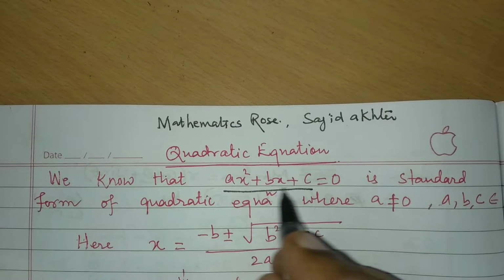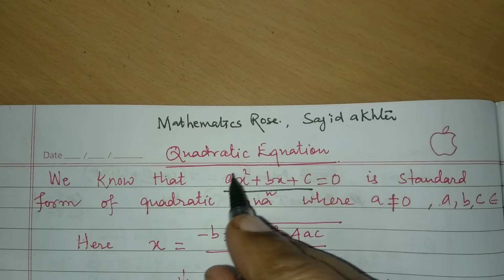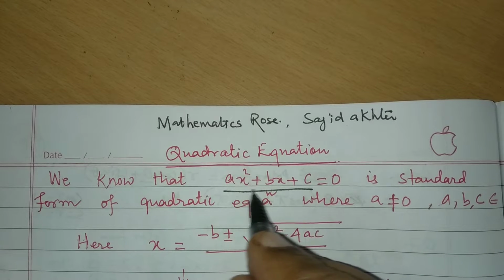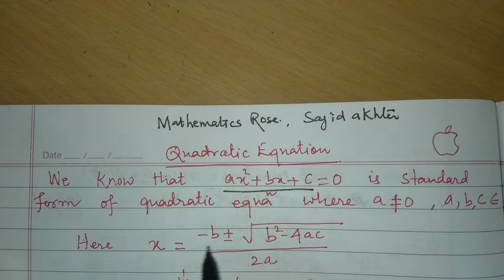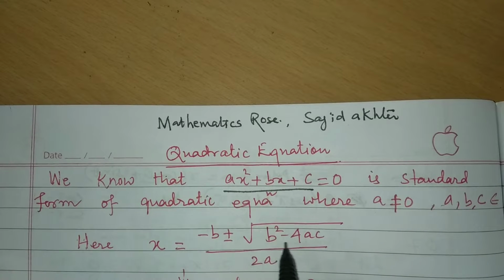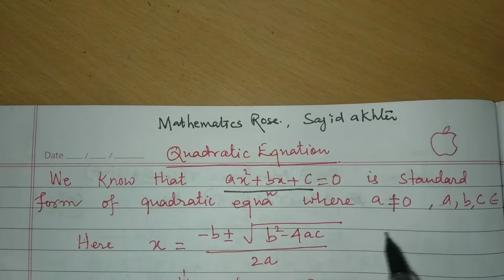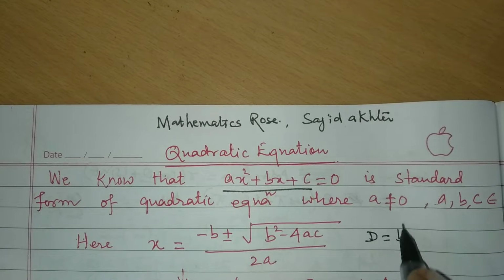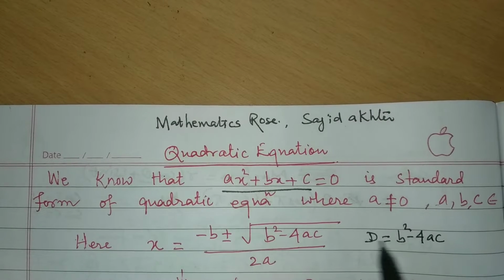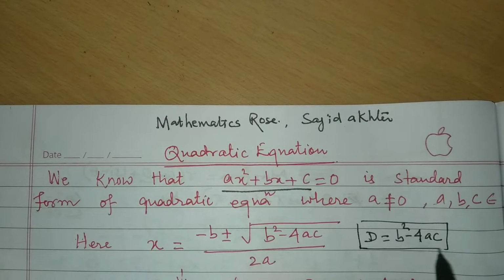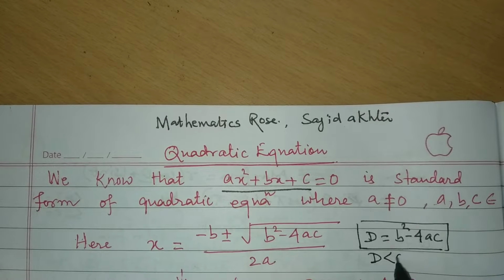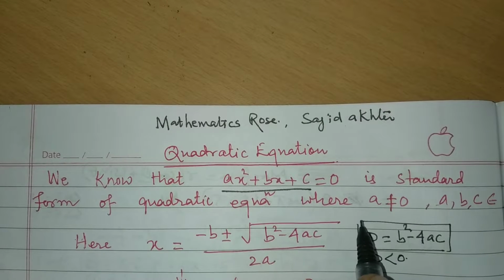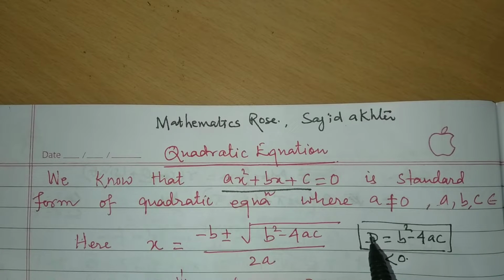If you solve it by completing the square, we will get x is equal to minus b plus minus root under b square minus 4ac divided by 2a, where d is equal to b square minus 4ac. In class 10th, when d is less than 0, meaning d is negative, the square root of a negative number is not a real number, so it does not belong to the set of real numbers. So we have not studied imaginary numbers or complex numbers.